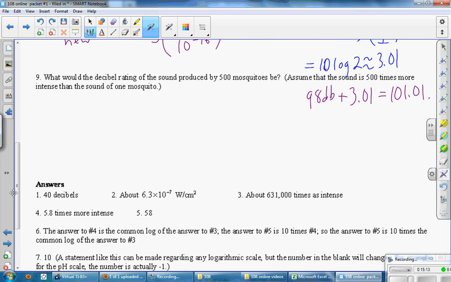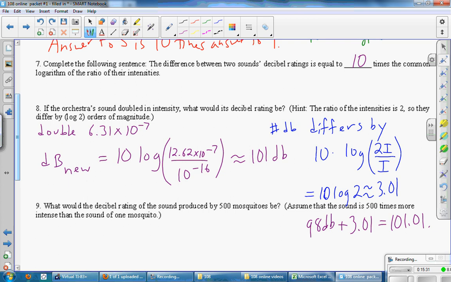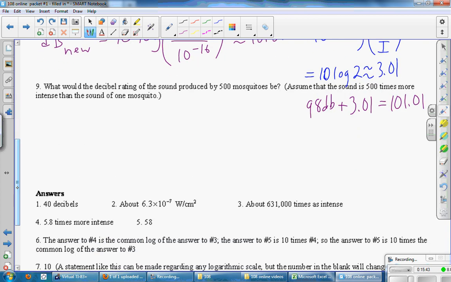Not easy. Number 9. What would the decibel rating of the sound produced by 500 mosquitoes be? Assume that the sound is 500 times more intense than the sound of one mosquito. All right, what if we try doing this the nice way? If we can use this result in number 7. It says the difference between two sounds' decibel ratings going from one mosquito, which we know is a decibel rating of 40, to 500 mosquitoes, which we're trying to find, is always 10 times the common log of the ratio of their intensities. Okay.